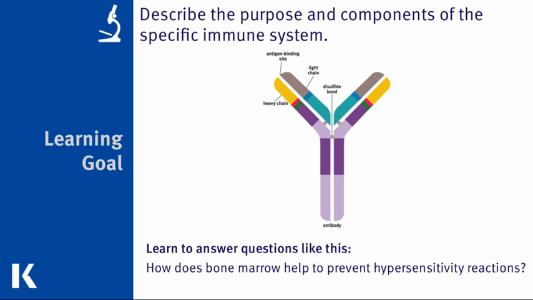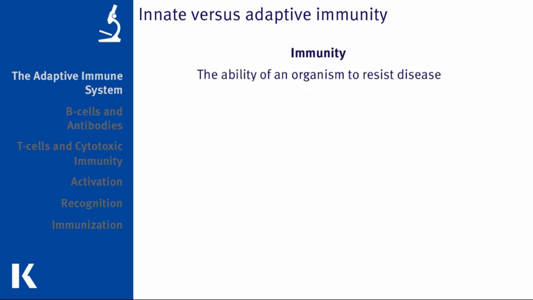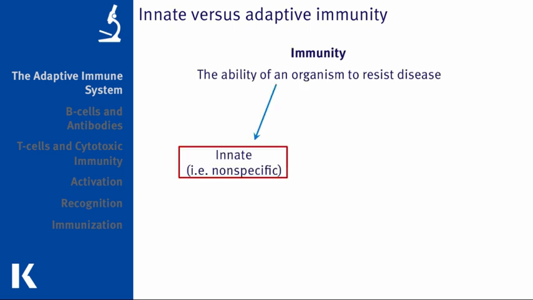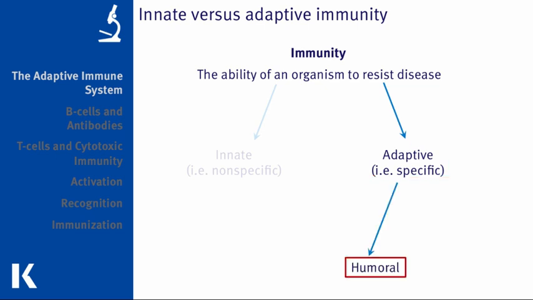bone marrow's function. You'll probably recall from your previous studying that in general, immunity is the ability of an organism to resist disease, and there are two types of immunity. The first type is innate immunity, which doesn't target specific pathogens, but that's not the focus of this particular review, so we'll set that aside for now. The star of the show for this review is adaptive immunity, or the specific responses the immune system can throw at recognized pathogens.